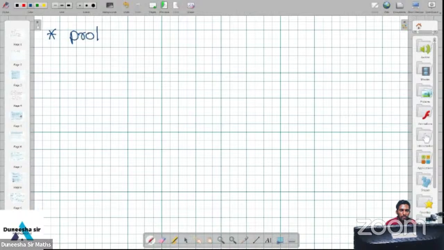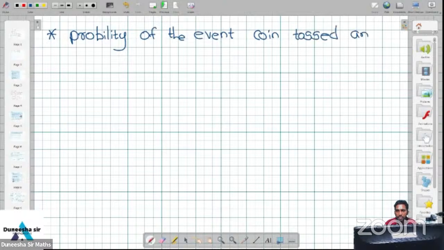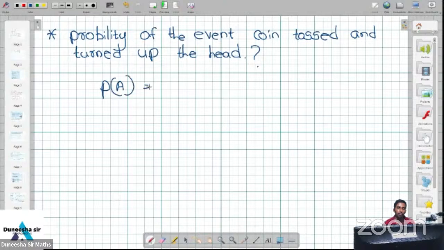For probability of the event, coin tossed and turn up the head. Okay, find out. If we take it as P(A), we take probability of A. You can use any capital letter for the P(A). You can use P(B), P(C) or any other. Okay.